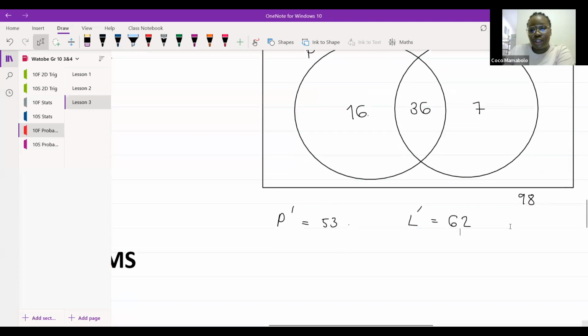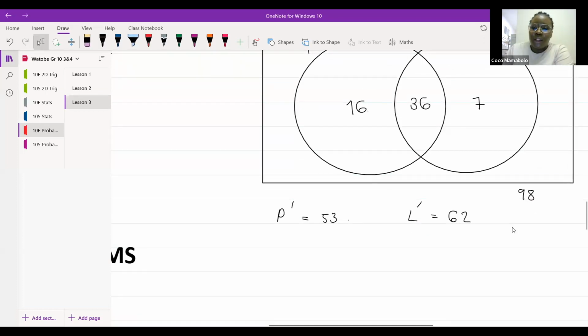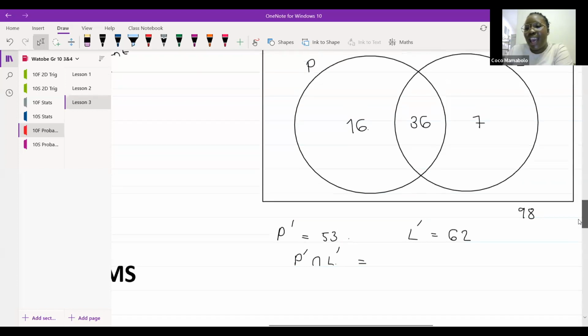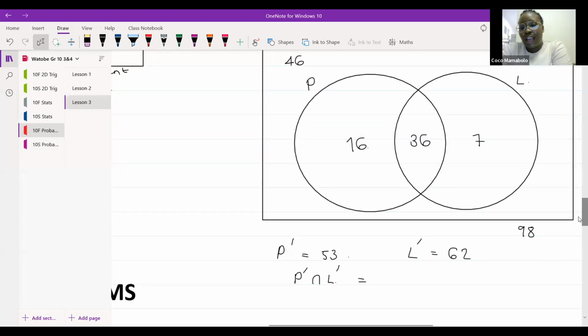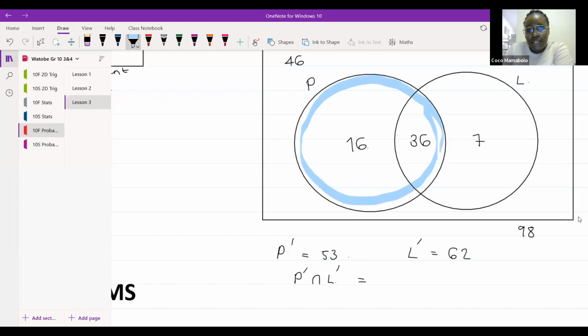Now, if I said to you, I want the complement of P and the complement of L. Now I want the complement of physics and of life science. Let's go to life science. This is the whole of physics. Are you in agreement? This is the whole of physics, right? And this is the whole of life science. So the complement is everything that is not in physics and in life science. What is left? So it'd be 46. 46, correct. Okay. Am I making sense now?